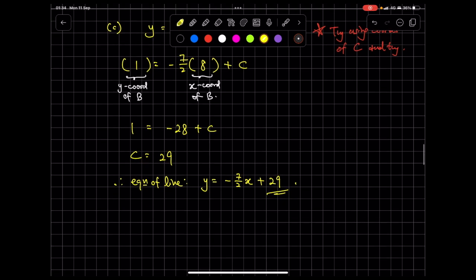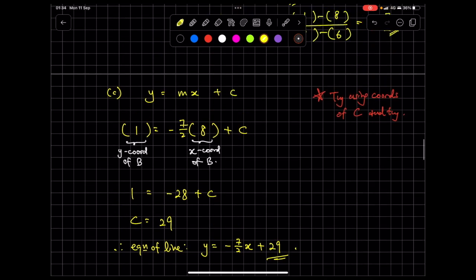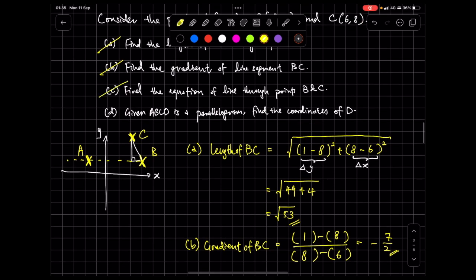Okay, part D. Okay, let's scroll back up to look at part D. Part D is given ABCD is a parallelogram. Find the coordinates of D. This one might be a bit hard or harder, okay? But the idea is just that ABCD is a parallelogram. We have ABC. So given that it's a parallelogram, we're going to draw a parallelogram first. Parallelogram. So it looks like this. D should be somewhere here.